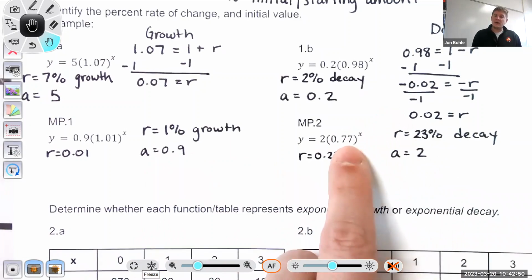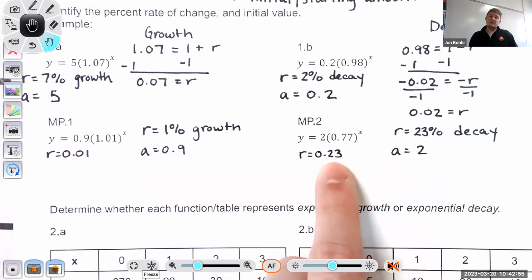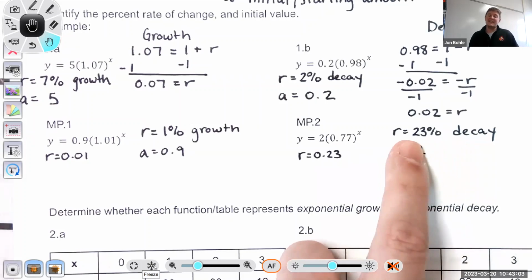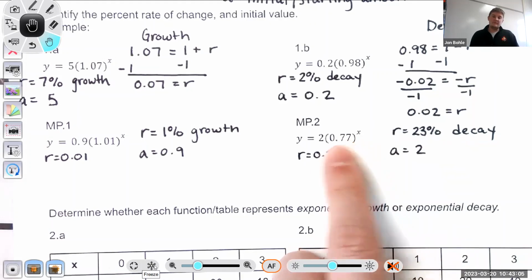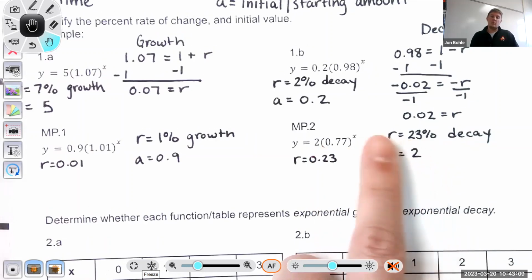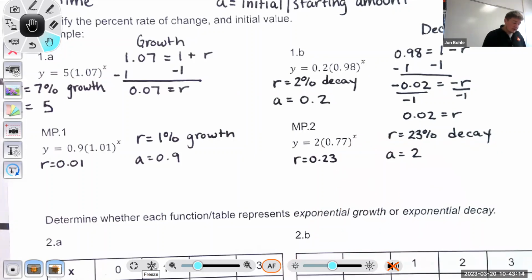Okay, on monitoring progress 2, 0.77 is 0.23 less than 1. Since it's 0.23 less than 1, it's 23% decay. So this is going to lose 23% of its value every single 1 x value. And then my A value is 2. So my starting amount is 2. All right. Any questions about those 4?